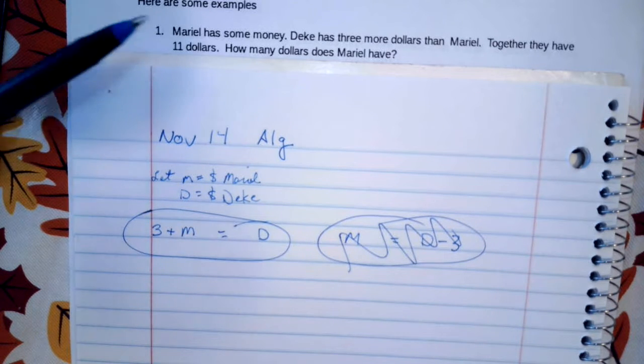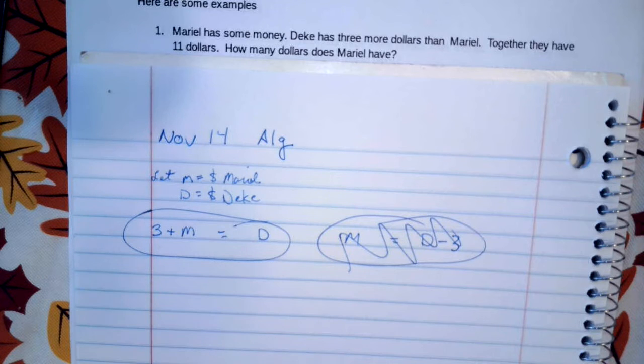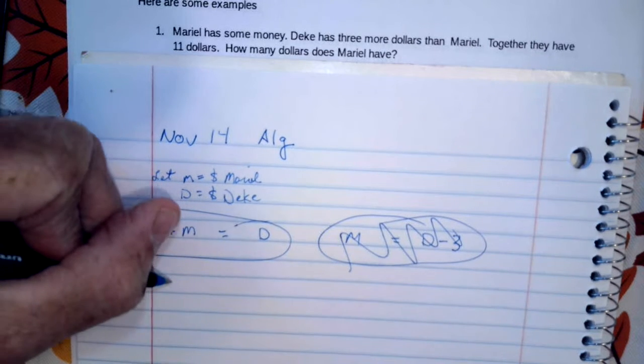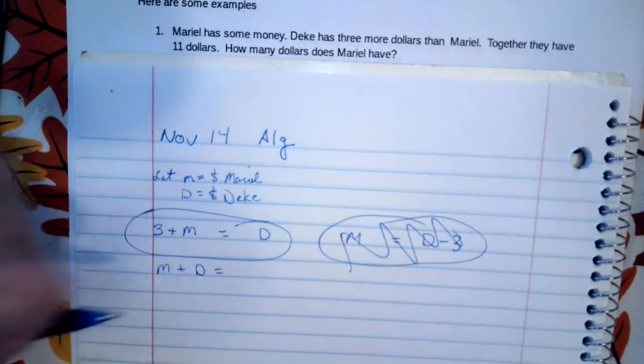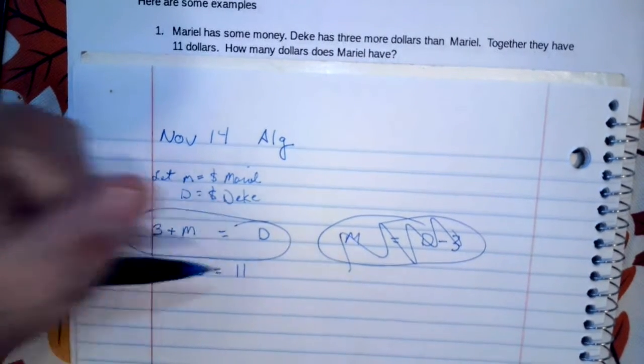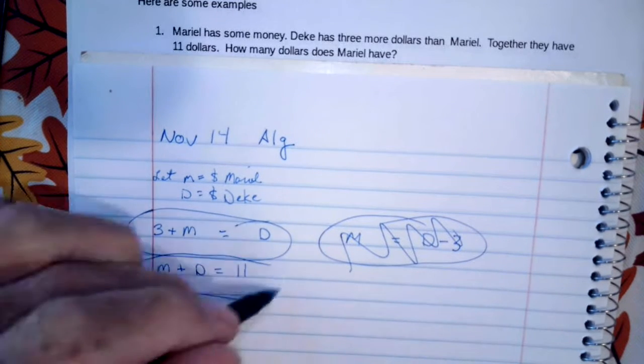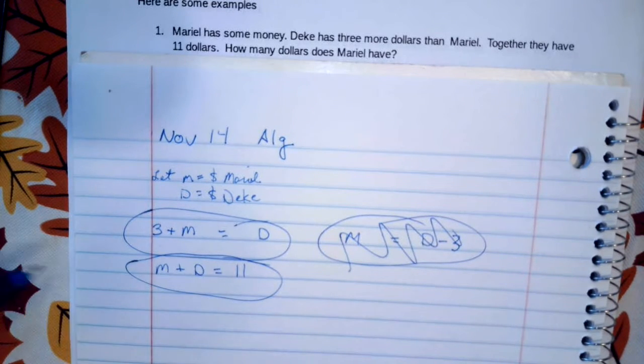I write an equation. This shows the relationship. Mariel has some money. Deke has $3 more. Together they have $11. Ooh, another relationship. So if I take Mariel's and Deke's together, they have $11. Okay, so this is my second relationship. So I have a couple of relationships. These are mathematical equations, which are just simply relationships.